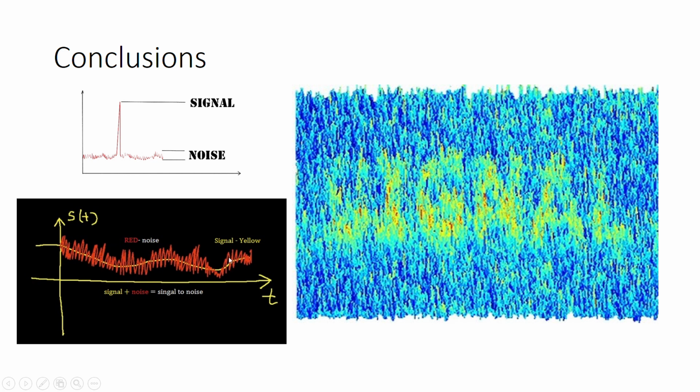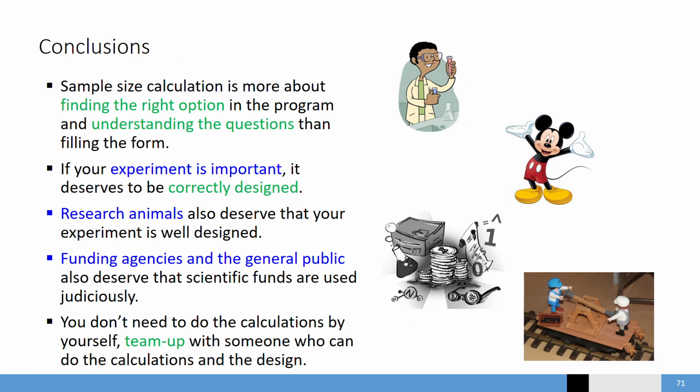So the sample size calculation, I would say it is more about finding the right option in the program and understanding the questions than filling the form. Filling the form, once you have understood the questions, is relatively easy. But the difficult part is to make the mapping. So what is the right way of calculating the sample size in my case?